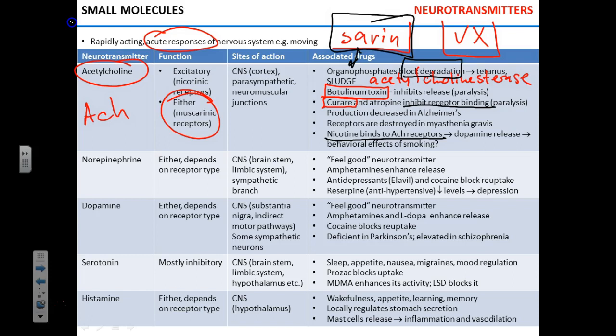Okay? The side effect is that they also completely relax muscles that constrict your pupil, so your pupil becomes dilated for about 2 or 3 weeks. The drug atropine can be isolated in nature from one plant. I don't remember the Latin name for it.